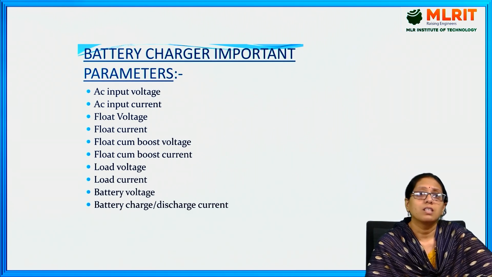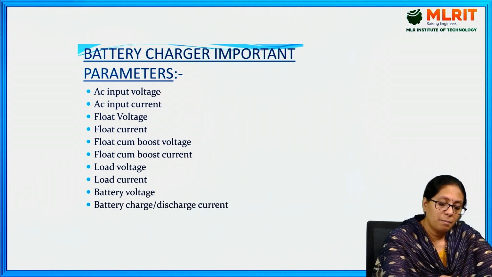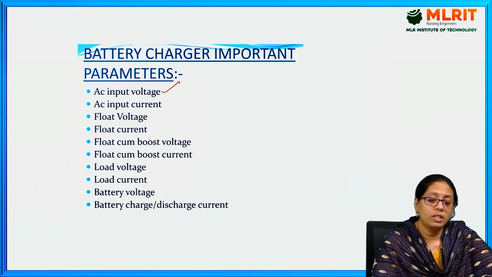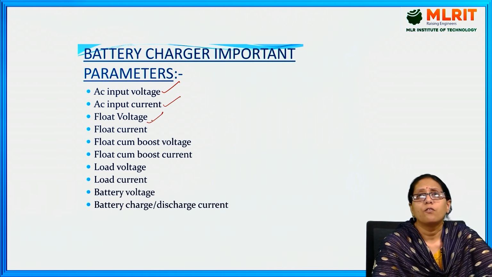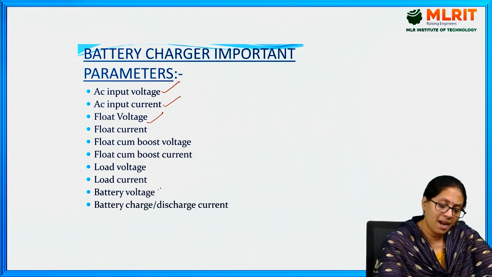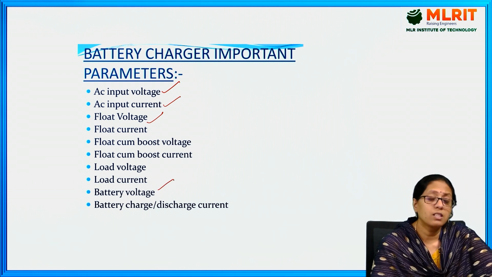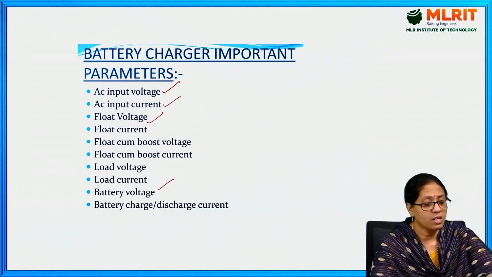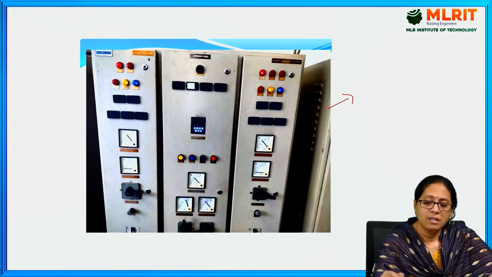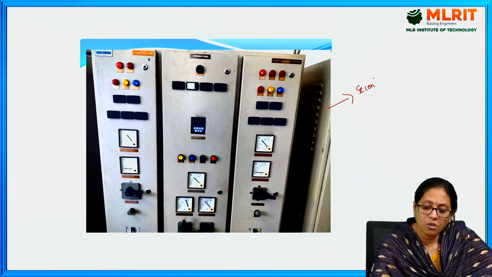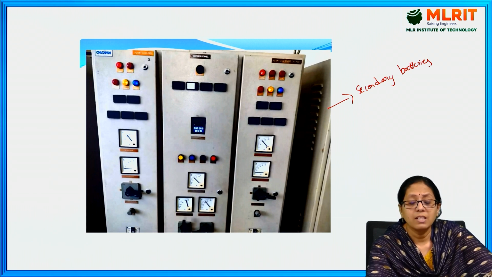Battery charger parameters are like AC input voltage, the current, float voltage, float current, float boost voltage, battery voltage. So we need to consider all these parameters for batteries. This is one of the battery backup system. This is example for secondary batteries. As I said, there are two types, secondary as well as primary. This is an example for secondary battery.